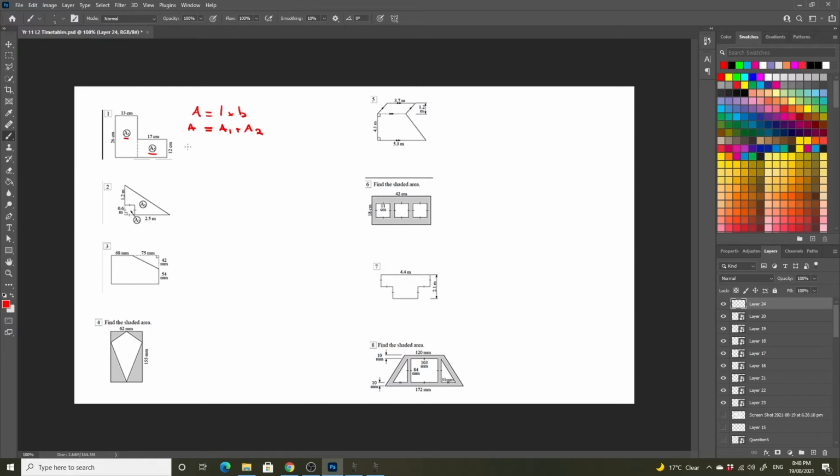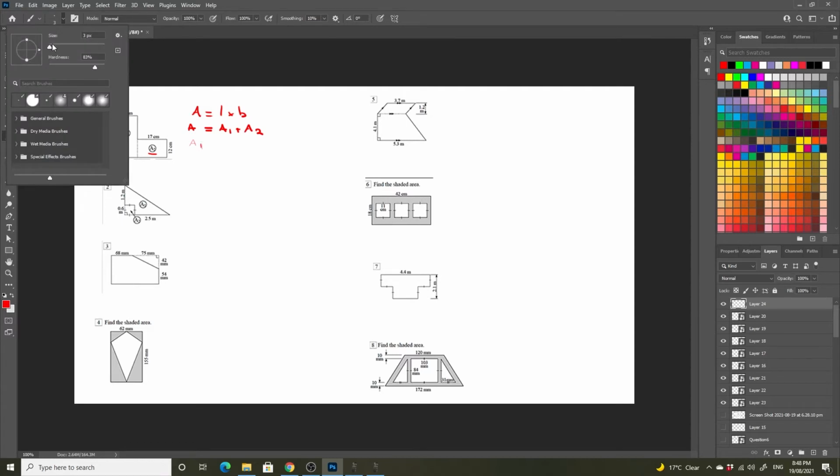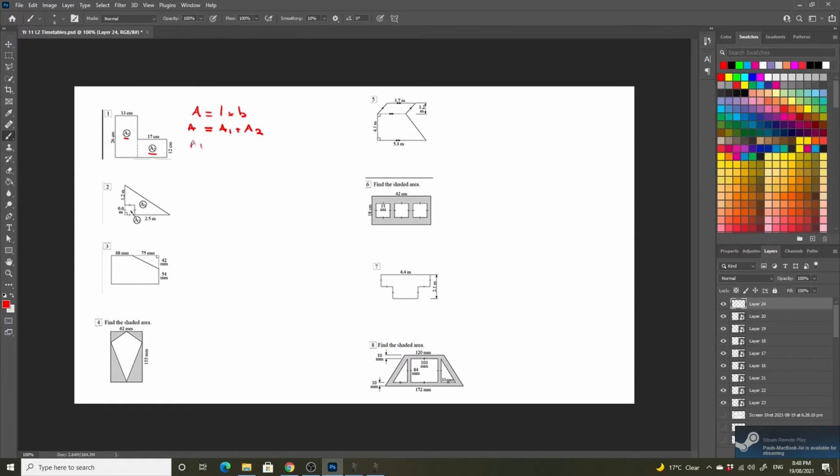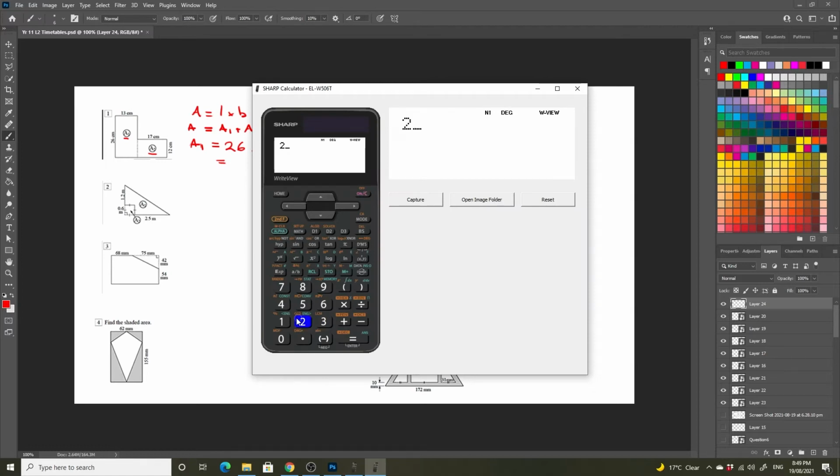And to find out A1 and A2, we're just going to use that original formula from the start. A1 is going to be equal to length times breadth. We've got 26 and 13. 26 times 13, so we'll just put that into our calculator. 26 times 13 is equal to 338.